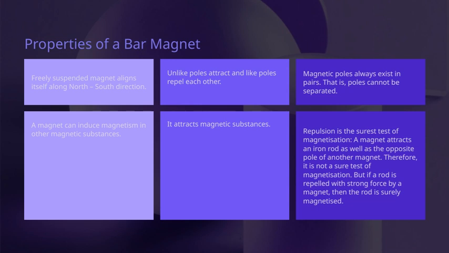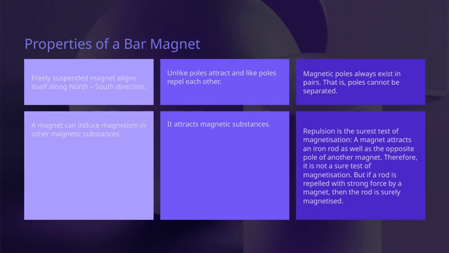Next, let's consider magnetic poles. They always come in pairs, north and south, and these poles cannot be separated. You can't have just a north pole without its south counterpart, and vice versa. This pairing is fundamental to how magnetic fields work.